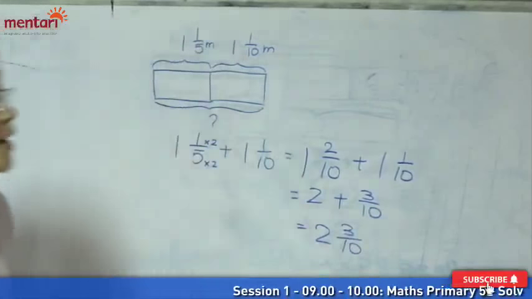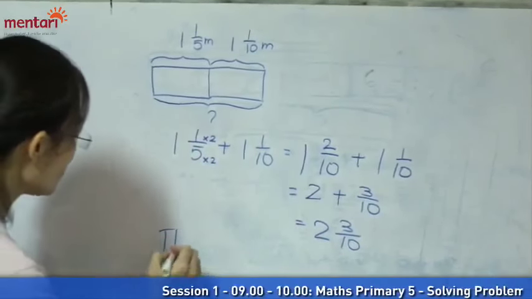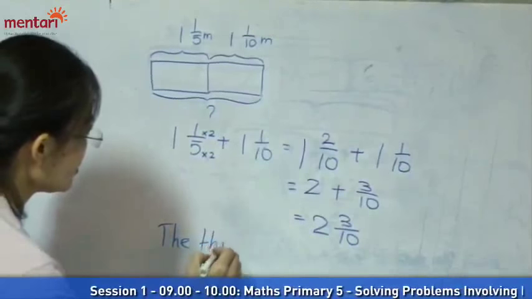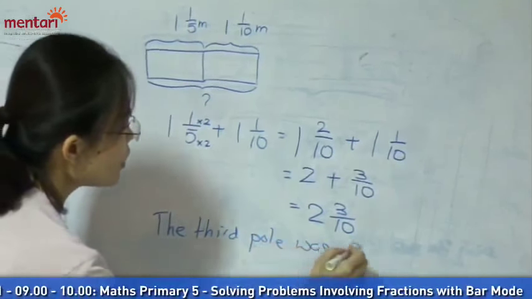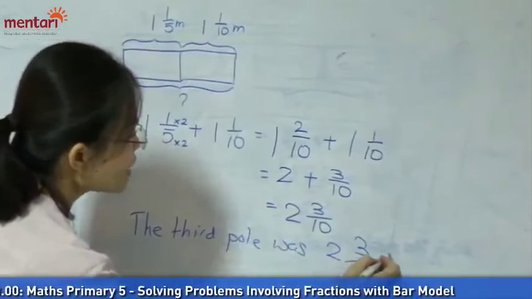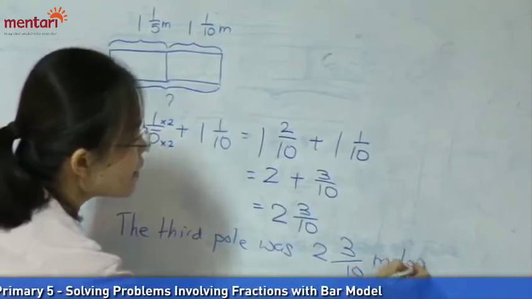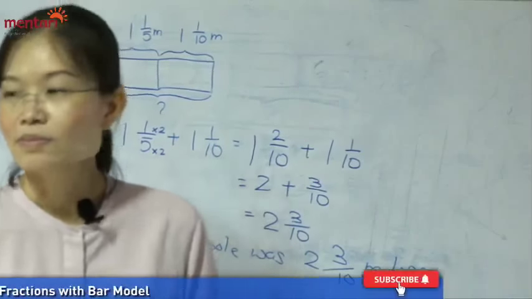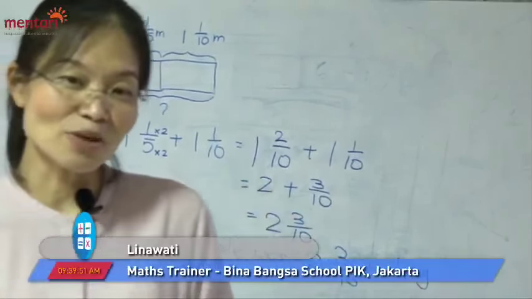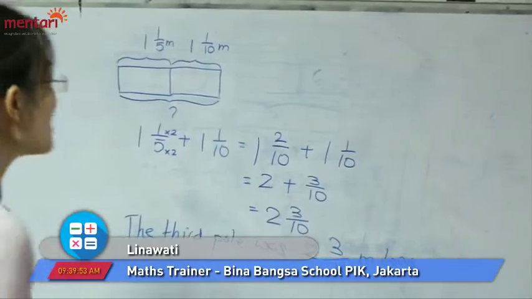And therefore, the length of the third pole was 2 and 3/10 meter long. Have we solved the problem? Yeah, but that is only the first question. Okay, we still have another question.